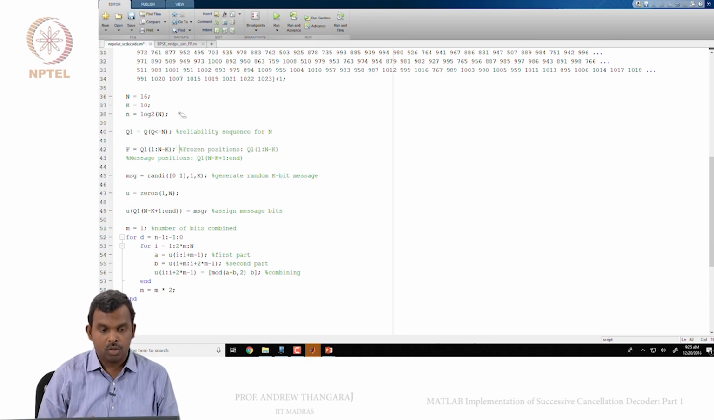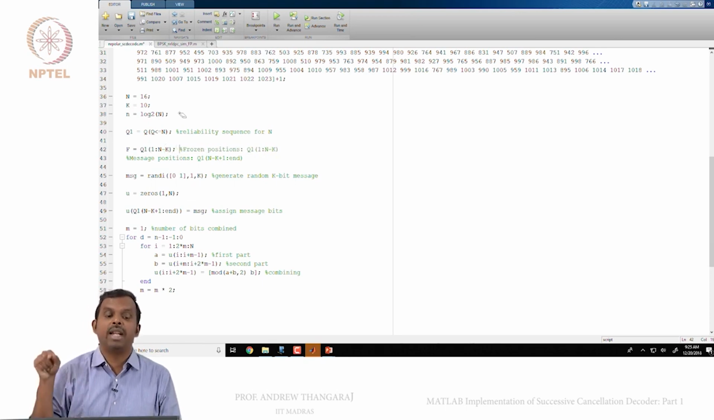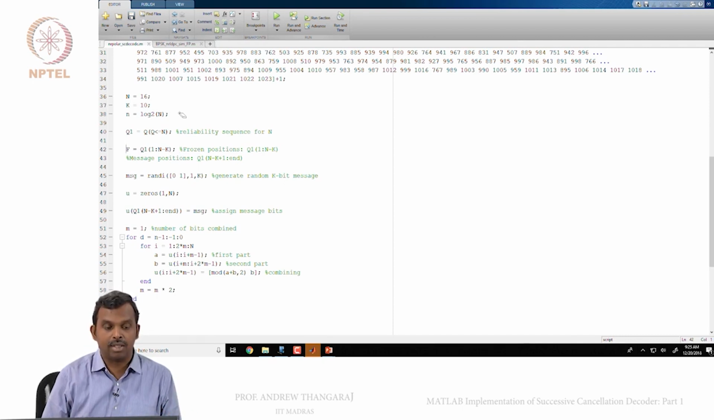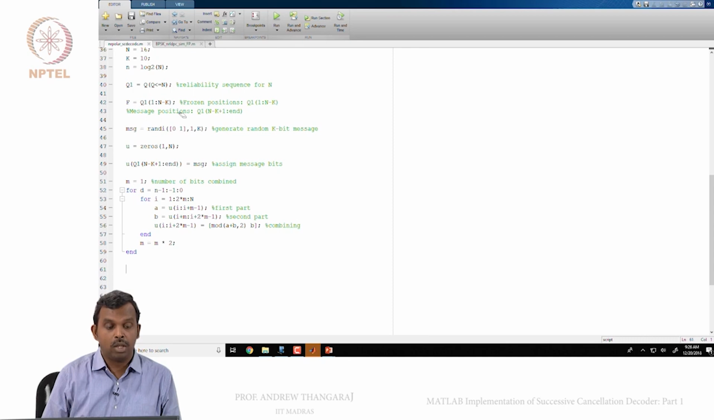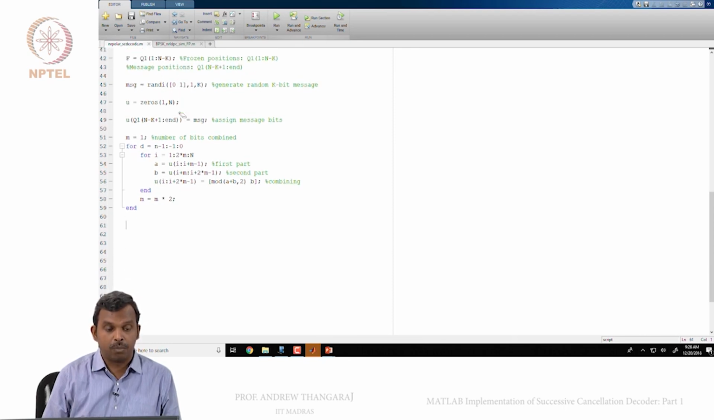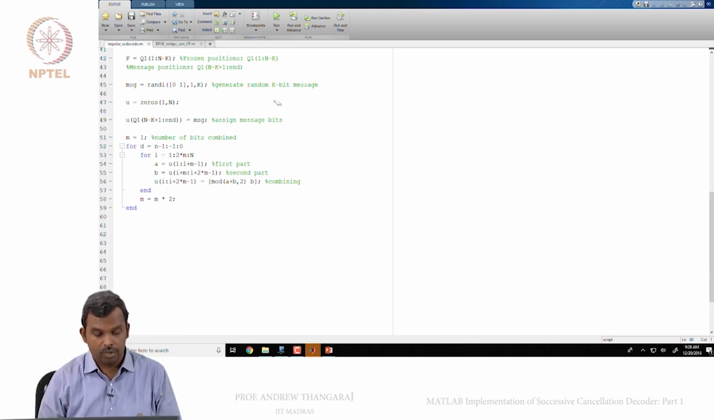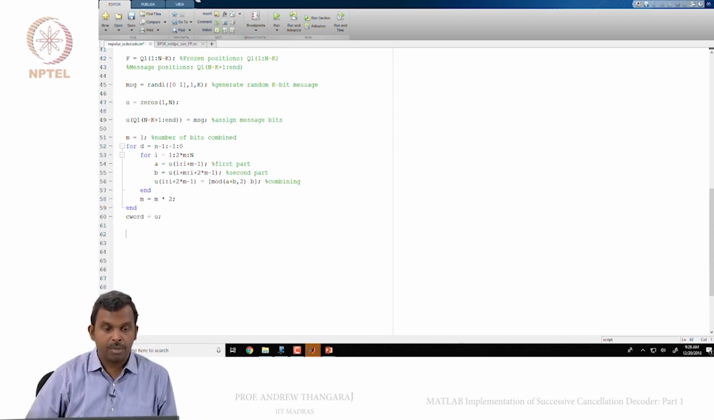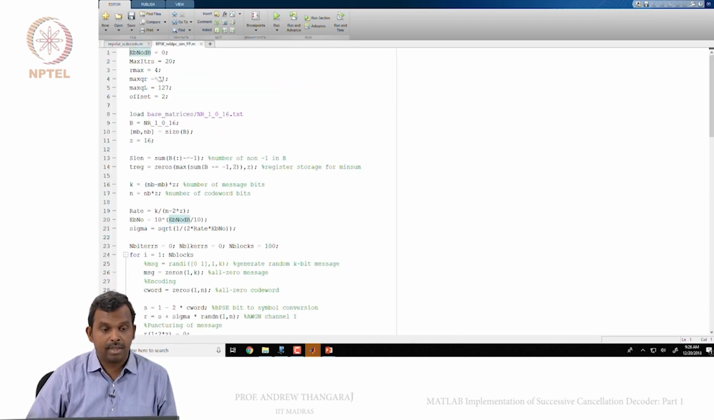Because in the decoder you have to check if a particular index is frozen or not. So for that we'll keep this f as the list of frozen positions, and after that the message, the u, and the encoding can happen as before. Right now you have finished the encoding, u is the code word, and you can transmit. So let us transmit. For transmitting, let us just steal some things from here, so c word equals u.